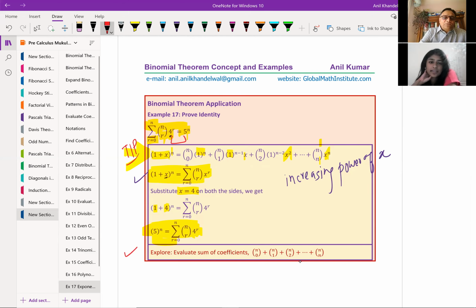Now here is a question for you to explore. Can you answer this question? Evaluate the sum of coefficients: nC0 plus nC1 up to nCn. What is the sum of this series? Can you tell me?